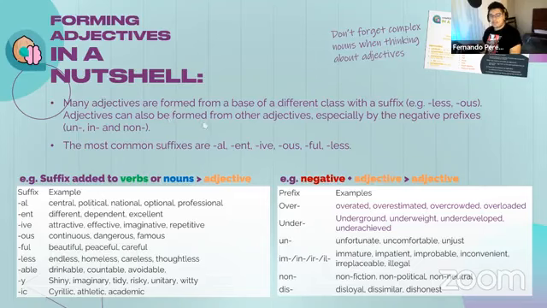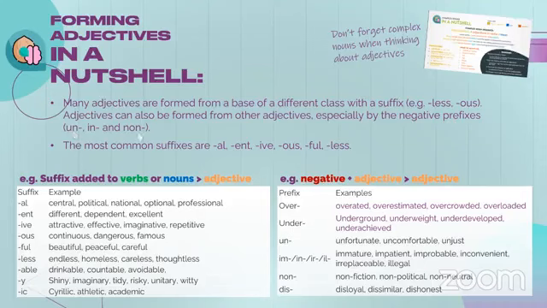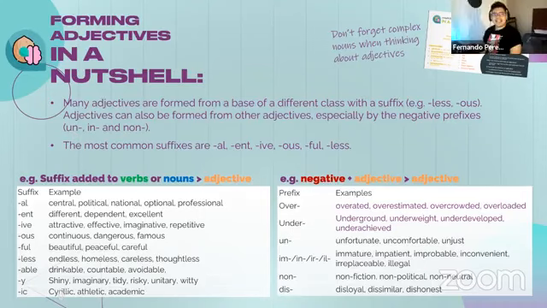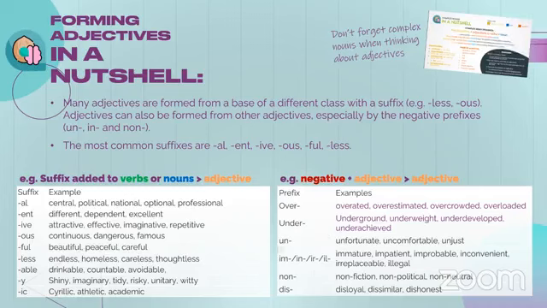Adjectives can also be formed from other adjectives, especially by the negative prefixes: un, in, non. Exactly, like unhappy. And these are the ones that we have here.